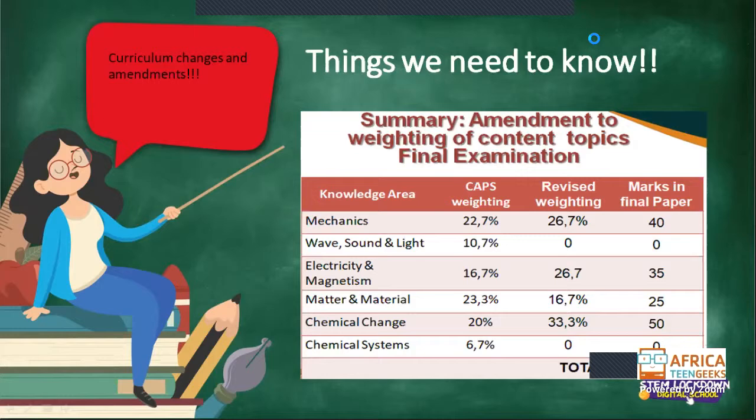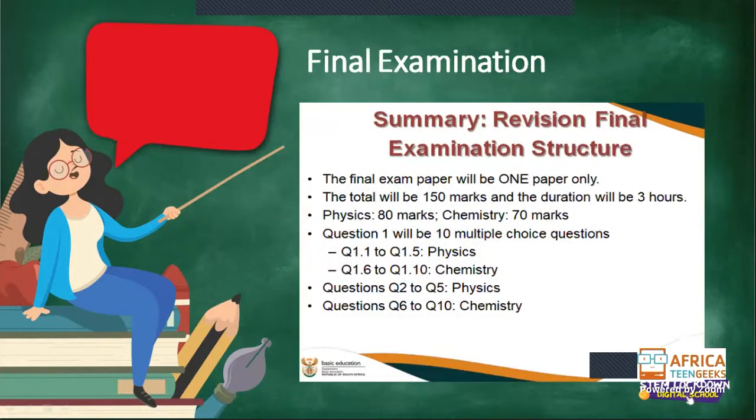Another thing that you need to know is that for this year, there's only going to be one paper, not two like all the other years. It's going to be divided between physics and chemistry. Physics is going to be 18 marks and chemistry will be 70 marks. It's going to be a 3 hour paper. Your questions 1 to 5 are going to be physics and chemistry will be 6 to 10.